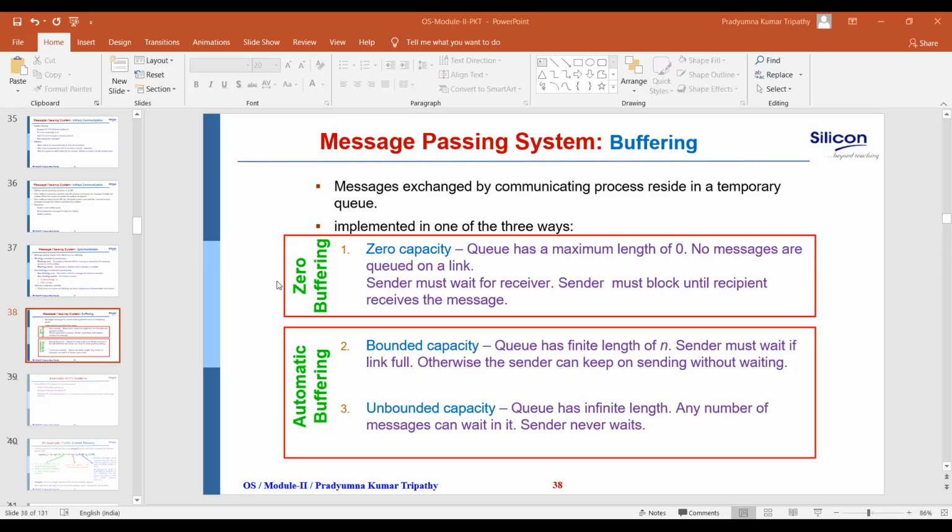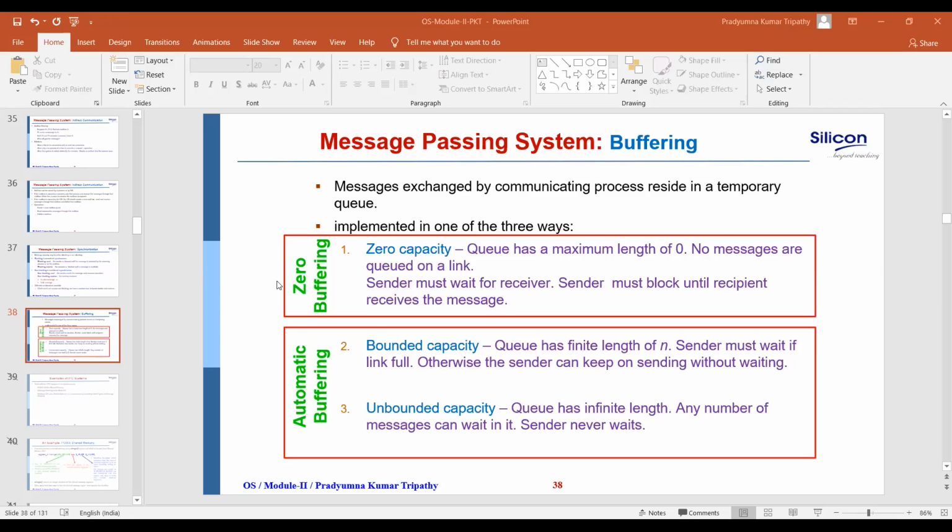So queue has finite length n. Sender must wait if link is full. Otherwise, the sender can keep on sending without waiting. Without waiting, it will go on sending, and that will be in the queue itself.